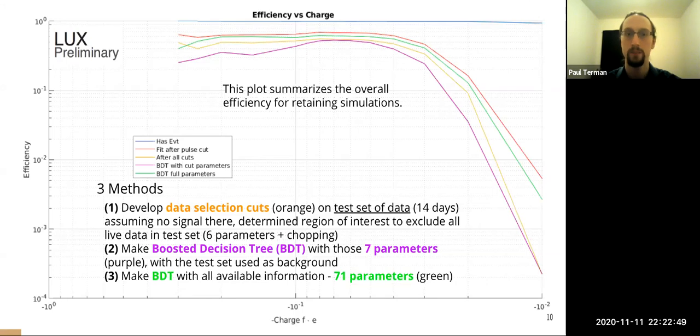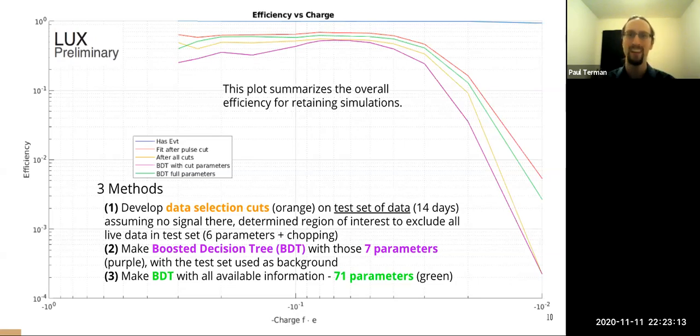Here are the 3 methods summarized for our simulation efficiency. We've got our orange line here. That is our data selection cuts. That's our traditional method using the 14 days. We then have the purple line here. That's our 7 parameter BDT. It's slightly worse. This is a log graph. This is slightly worse than our traditional method.